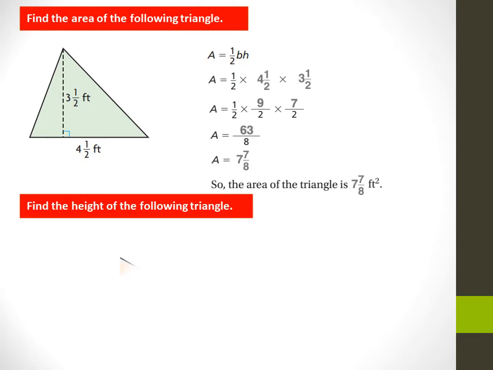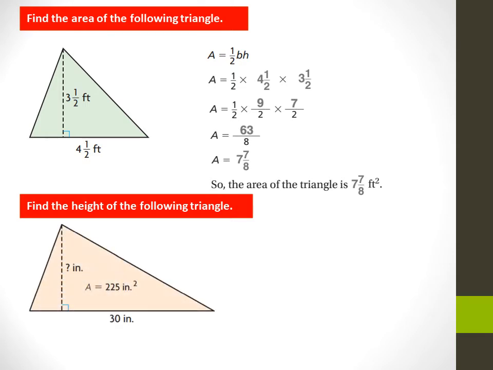Find the height of the following triangle. In this case, we have the area, which is equal to 225 inches squared, and the base, which is equal to 30 inches. We know that the area is equal to half times base times height. So 225 is equal to half times 30 times height. 30 times 1 over 2 is equal to 15. So 225 is equal to 15 times height. Now to find the height, you must divide both sides of the equation by 15. The answer is 15. So the height is equal to 15 inches.